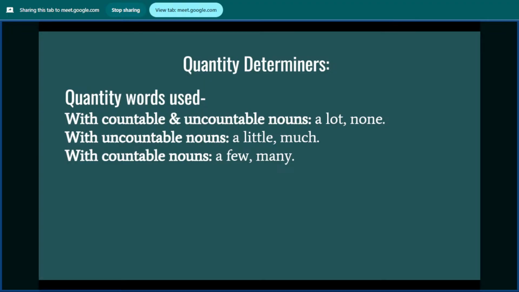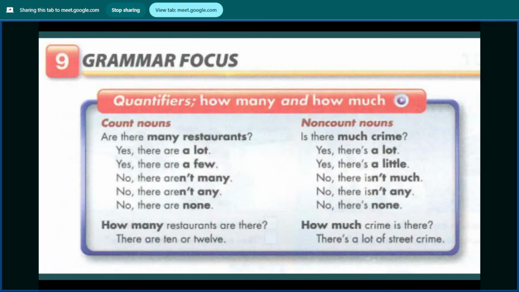Have you understood the rule? Any confusion? So let us look at the examples. If I ask you, are there many restaurants around your place? You will say, yes, there are a lot. म्हणजे हो खूप सारे आहेत. Yes, there are a few. म्हणजे थोडेसे आहेत. No, there aren't many. And no, there aren't any.